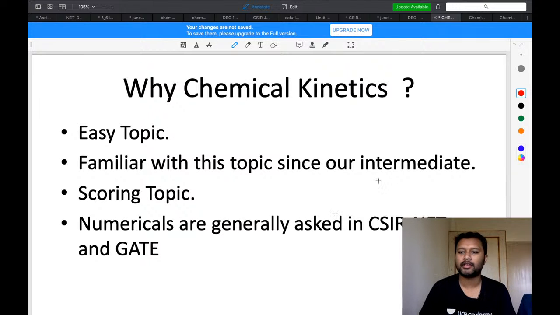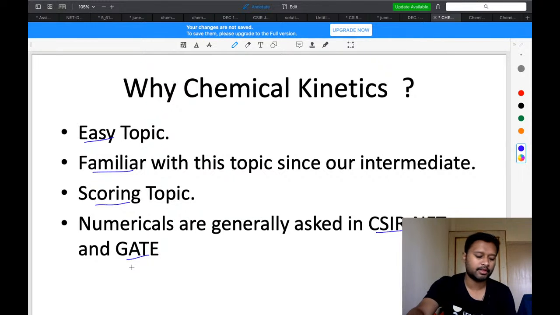So why is chemical kinetics so important? First of all, it's one of the easy topics from physical chemistry. The second thing is that you are all familiar with it, right? You might have studied this same topic since class 12th or from your BSc onwards. It's a scoring topic as well. You get around 10 to 12 marks from this in your CSIR-NET exam. In both CSIR-NET and GATE exams, numericals are generally asked, so you should be good at solving numericals. That's what is more important.